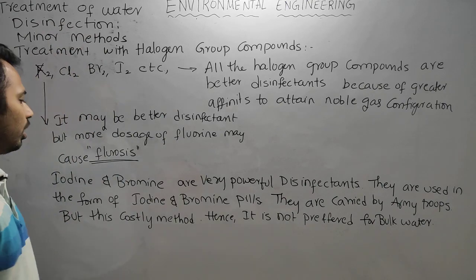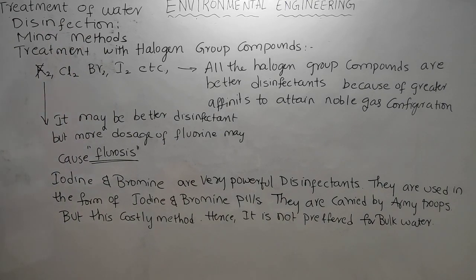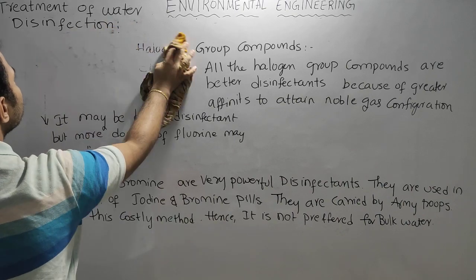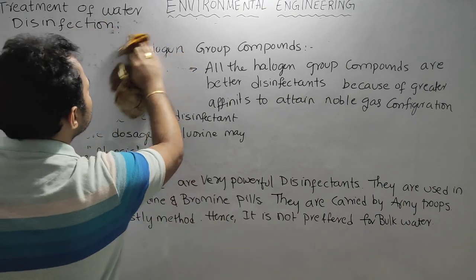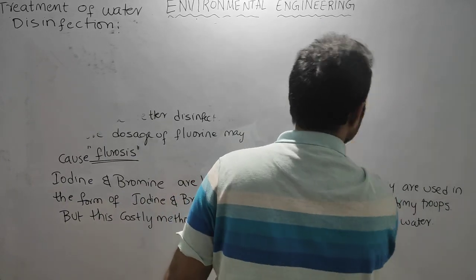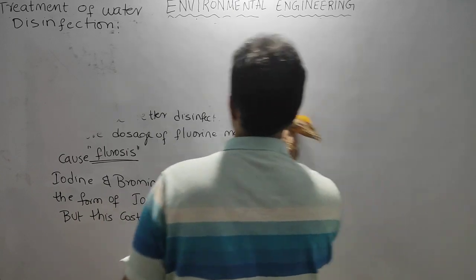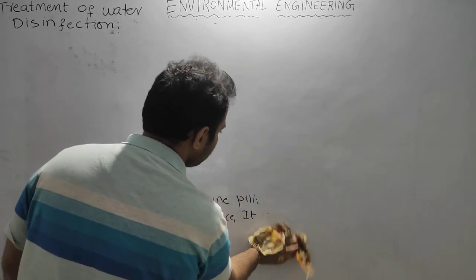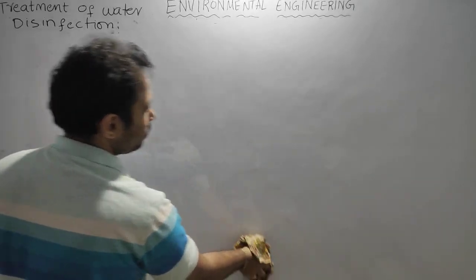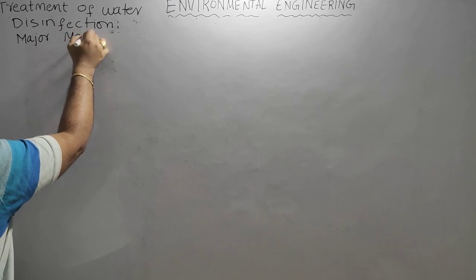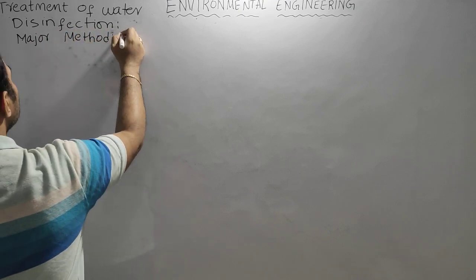Okay, this is iodine and bromine pills. And the last method, as all of these are minor methods, the last method, the major method, is chlorination.